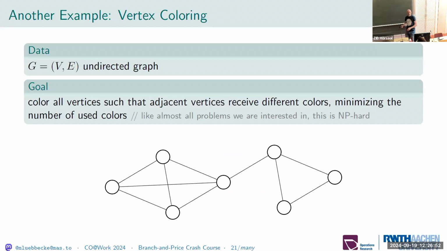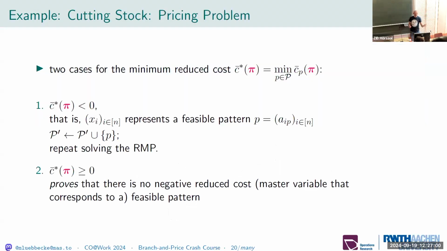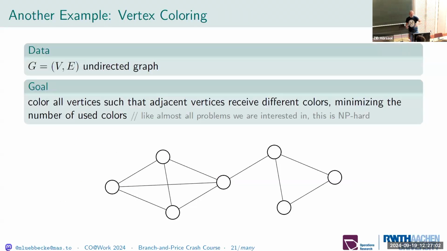Okay, another example, and this is closer to what you will be doing in the afternoon. You will be working on the bin packing problem. The bin packing problem is a specialization of cutting stock where you have demands of 1, but this in a sense is closer. It's a graph problem, undirected graph. You want to color all the vertices, so assign colors. There are 2 rules. Every vertex must receive a color, and neighbors must receive different colors. So this is the vertex coloring. It's a hard problem. Like everything that is fun, it's hard.